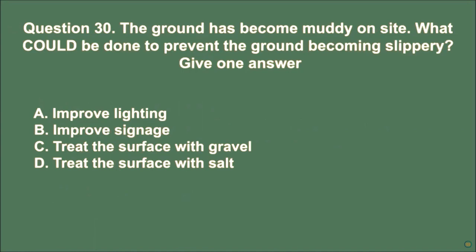Question 30. The ground has become muddy on site. What could be done to prevent the ground becoming slippery? Give one answer. A. Improve lighting. B. Improve signage. C. Treat the surface with gravel. D. Treat the surface with salt. C. Is the correct answer.